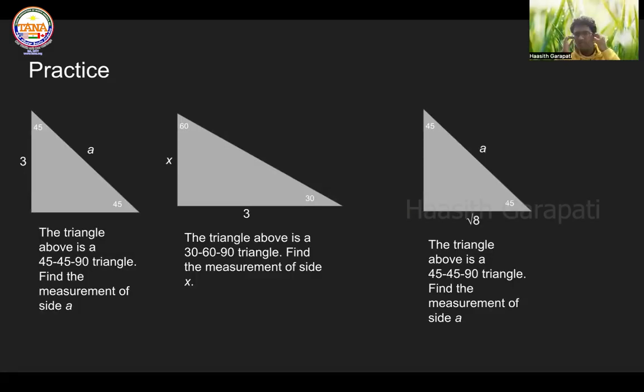All right, everybody, 2 minutes are up, so let's come back and check out these questions. First triangle, it's a 45, 45, 90 triangle. The hypotenuse corresponds to √2. The short side corresponds to 1.